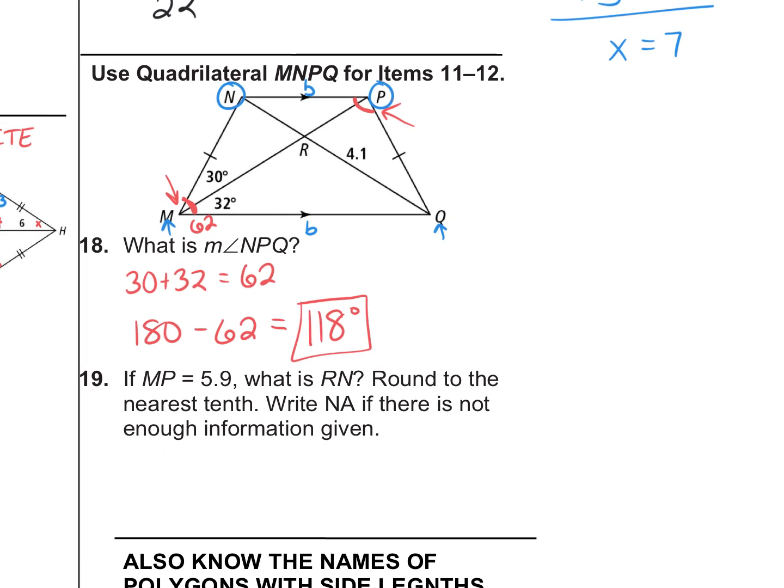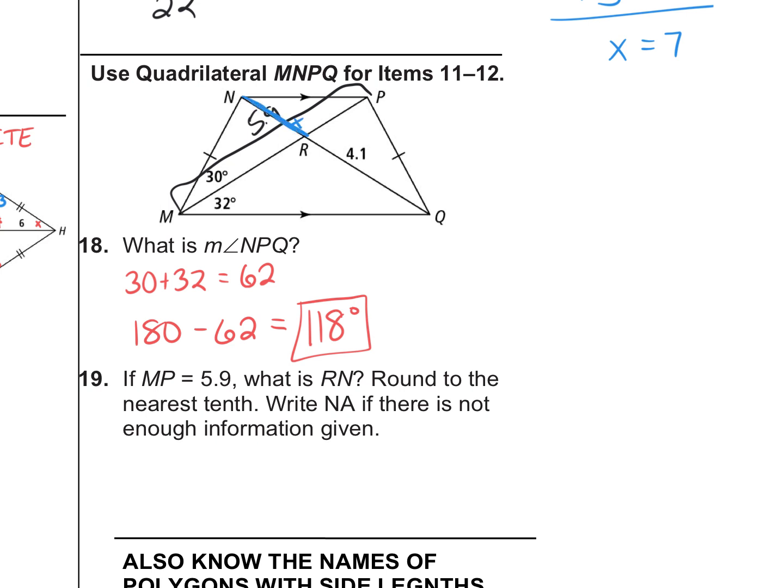And then last one here. It tells us that MP is 5.9. MP here is 5.9. It wants us to find RN. I kind of covered it up, but it wants that side length right here.